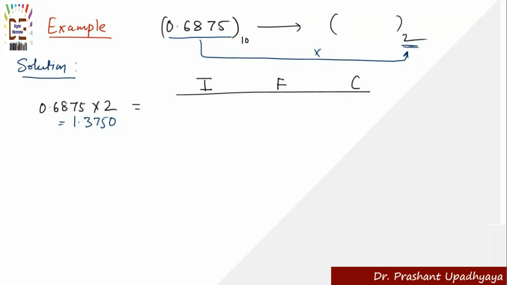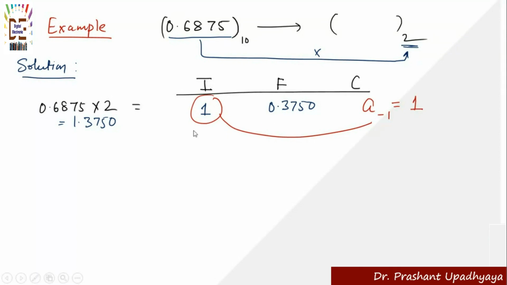1.3750. So what will be my integer part? My integer part will be 1 and my fraction part will be 375. So what will be my coefficient right now? Now you are going to take the remainder, or we can say the coefficient, from the integer part. So this will be your a minus 1, and a minus 1 is your 1.